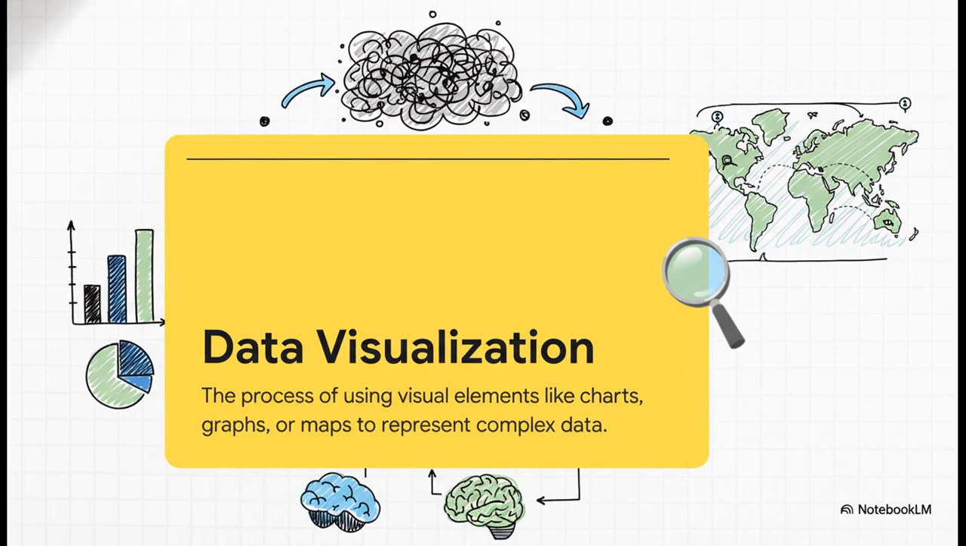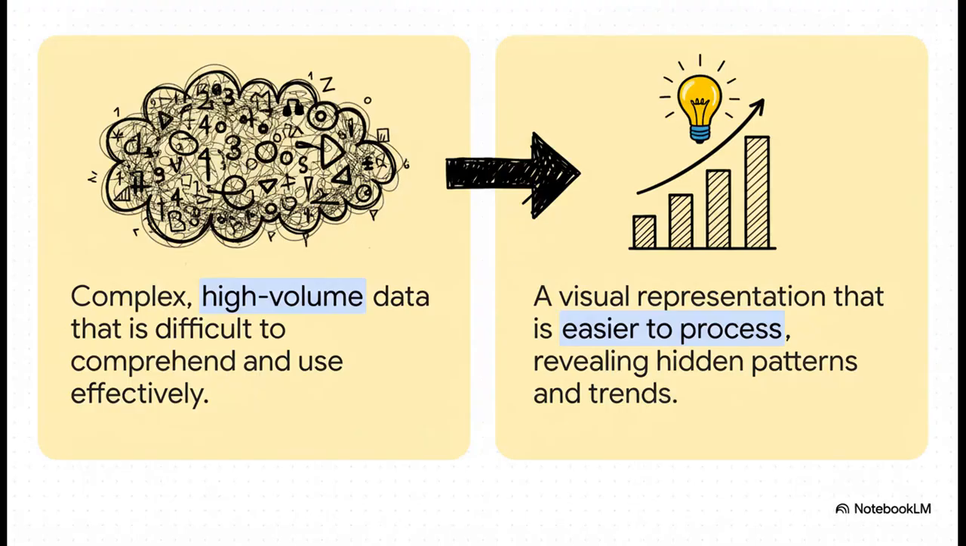At its core, it's really just the process of taking all that complex, messy data and translating it into visual elements. We're talking about charts, graphs, and maps that our brains are just naturally wired to understand way more quickly than a spreadsheet full of numbers. And this slide just perfectly illustrates that transformation. On one side, you have total chaos, this high-volume, complex numerical data that's almost impossible to use effectively. But on the other side, you get clarity, an insightful visual that your mind can process almost instantly, revealing patterns that were completely hidden before. It's a total game changer.